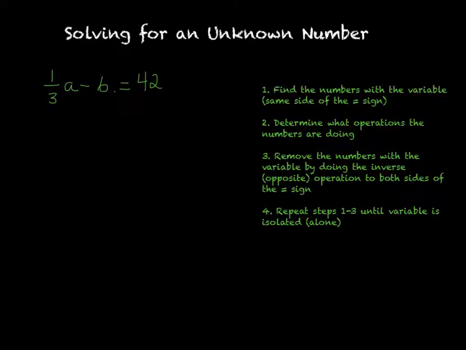Let's try out the same steps with a little bit more complex problem. So we start out with our step number 1 again. Step number 1 is we're going to find our numbers with the variable. This one has more than one number with the variable, or on the same side of the equal sign. We have a 1/3 and we have a 6, and this is a minus 6 or a negative 6. So there are 2 numbers with a variable. We need to really think when we move on to the next step what we're going to remove first.